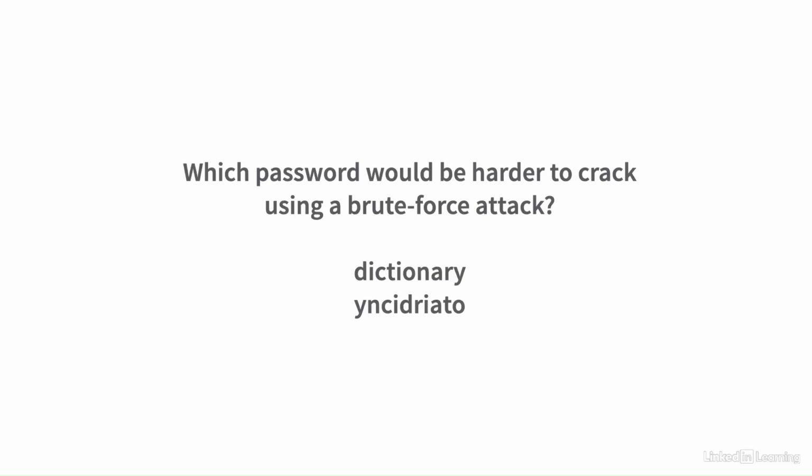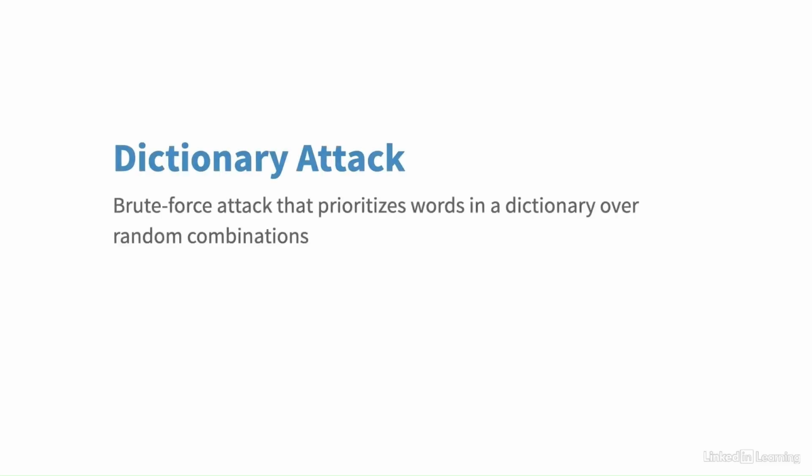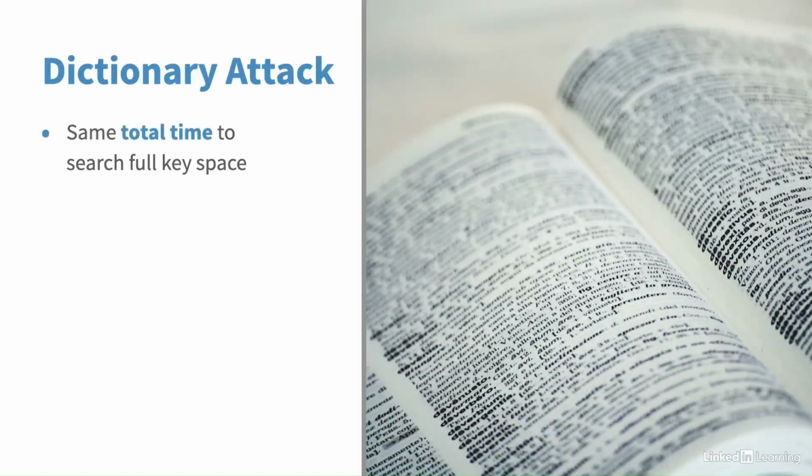Okay, now a second question. Which one of these is more likely to actually be used in the real world? Dictionary is more likely because users prefer common words for their passwords. Hackers know this, so they prioritize dictionary words first. A dictionary attack is a brute force attack that prioritizes words in a dictionary over all of the random combinations. It's the same total time to search the full key space, but it greatly decreases the actual time. It tries the most likely combinations first, and then the less likely combinations later on.